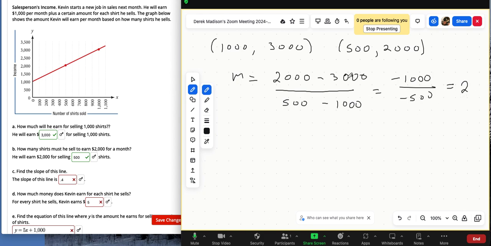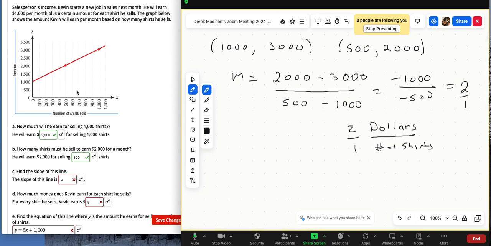Because remember up here, this is dollars, right? And down here, this is number of shirts. So he's getting $2 for every one shirt he sells. So that's our slope.